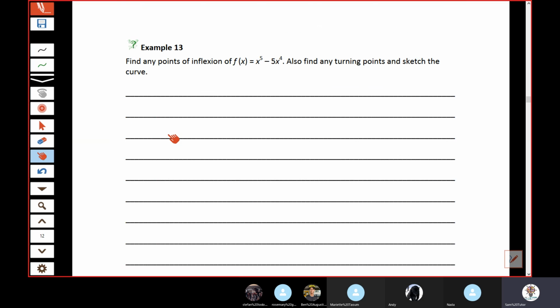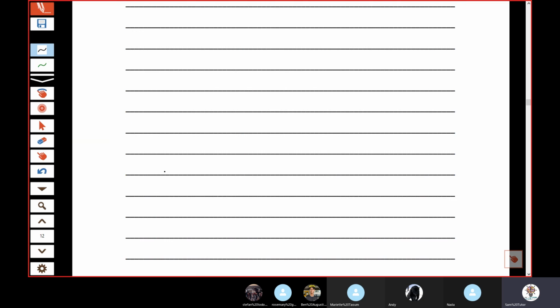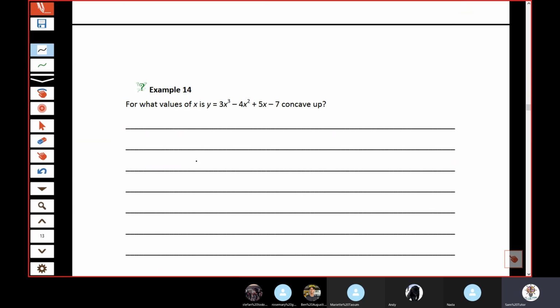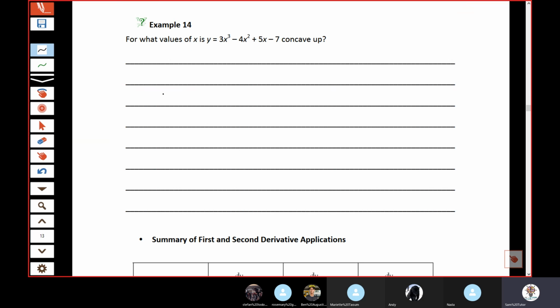Find any points of inflections. I'll leave that for you guys. Think. That one we will do. For what values of x is it concave up? What's the key word? What do you know about that? Keep going.